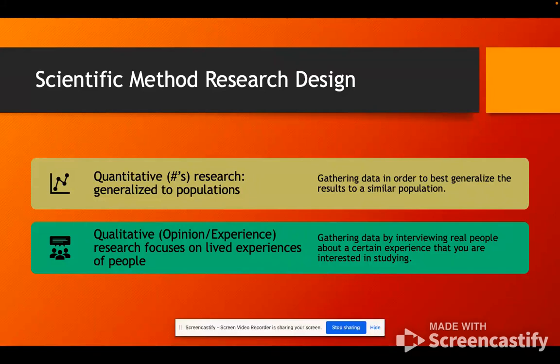Qualitative, we're not thinking numbers at this point. That's more of your opinion, experience. Your research is more focused on lived experiences of people. We're gathering data by interviewing real people about a certain experience that you're interested in studying.